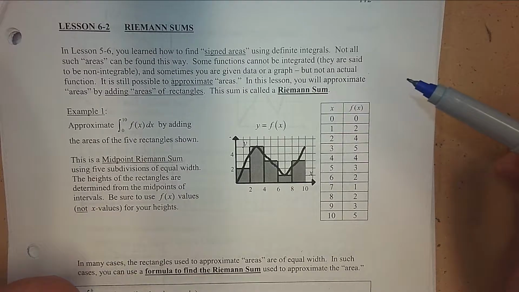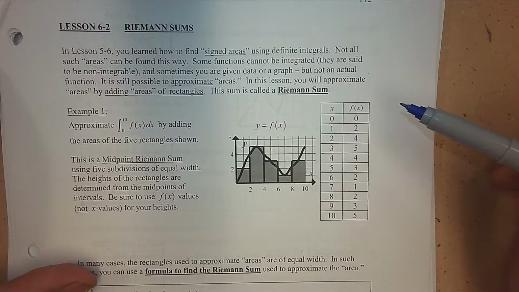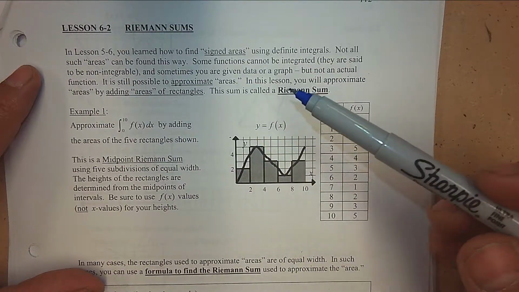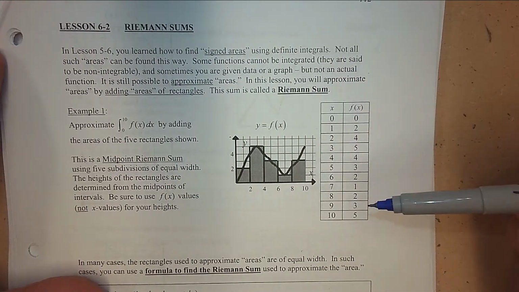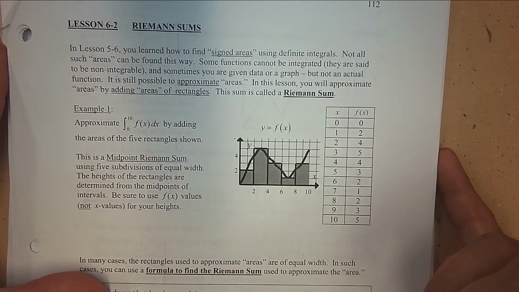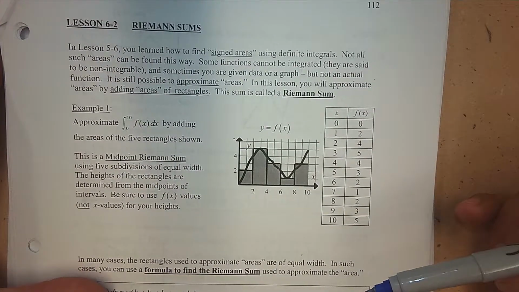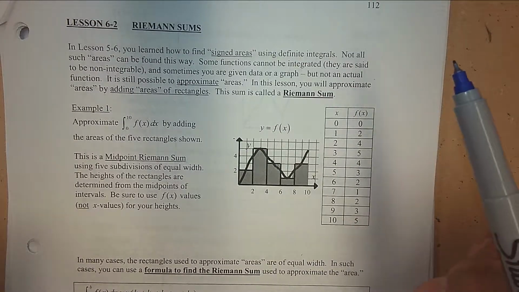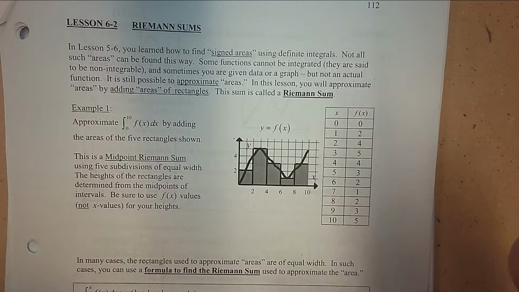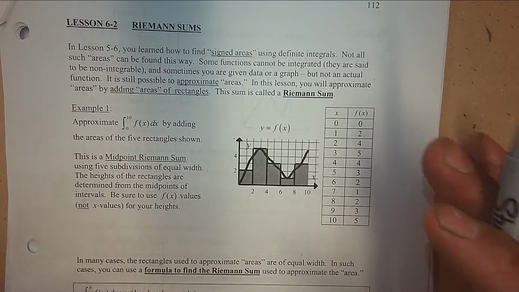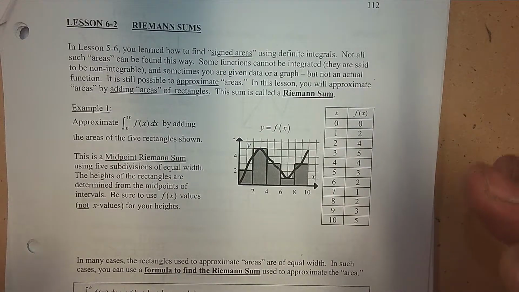In this lesson, you will approximate integration by adding areas of rectangles. That is called a Riemann sum. Riemann is a mathematician who got credited for this method. All right, so what's the big picture here? We're going to integrate by graphing, and we're going to approximate the area under the curve by using rectangles.